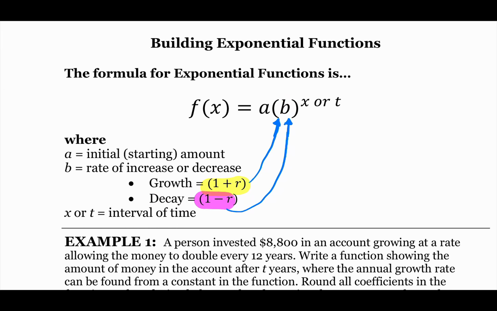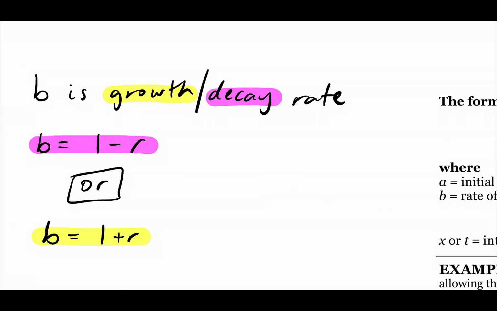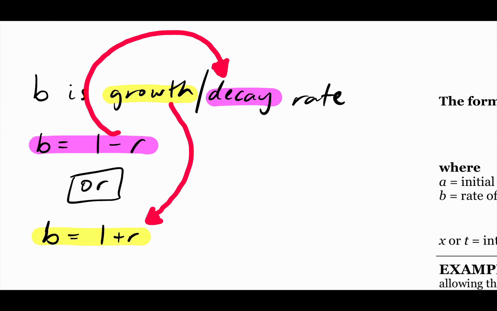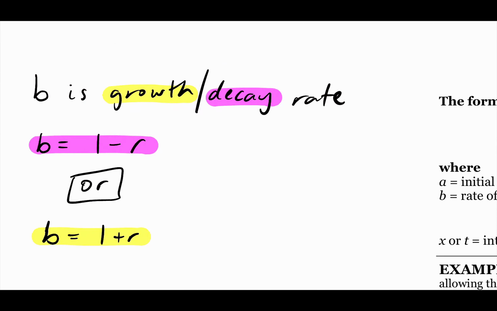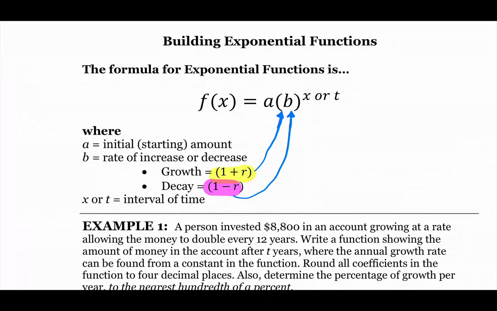But it's still the same thing. B is just the growth or decay rate. So when it's growth, it's going to be 1 plus r. When it's decay, it's going to be 1 minus r. Okay, that's still there. But I think it'll be a little bit easier for us today to consider it b as opposed to 1 minus r and 1 plus r. It still is there, but I just put a different letter instead of it.